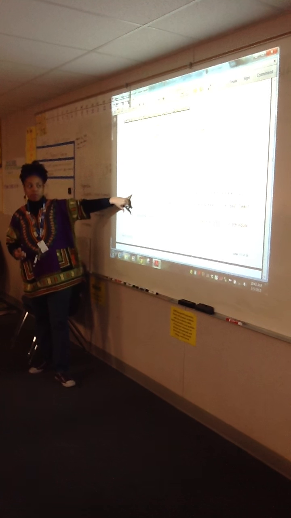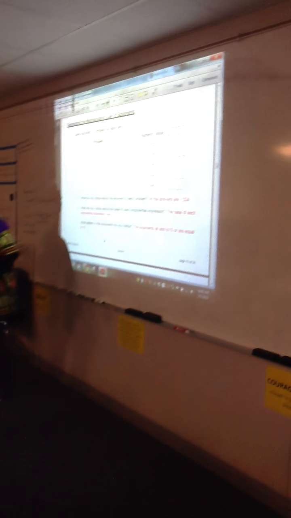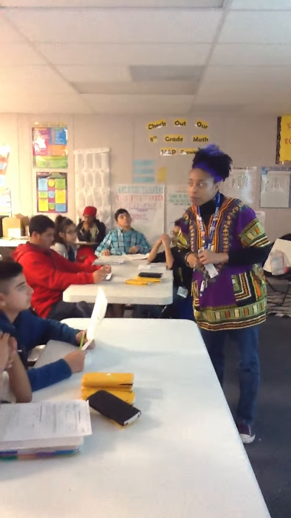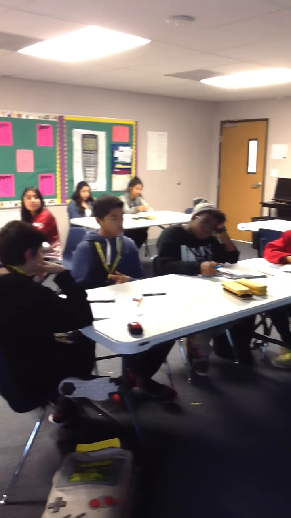Each problem, what did you write? Read from your paper, not from the board. Letter A on the front. The exponents equal to 10. That's kind of the answer to letter C.